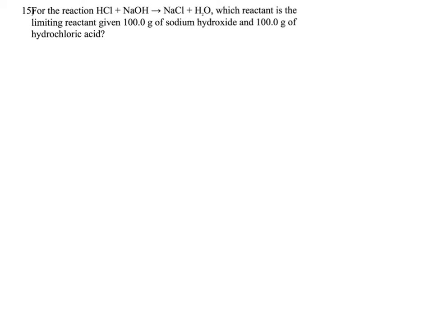Okay, number 15. For the reaction HCl plus NaOH yields NaCl plus H2O, which reaction is the limiting reactant given 100.0 grams of sodium hydroxide and 100.0 grams of hydrochloric acid? Okay, so this is a limiting reactant problem, which means you pick a reactant to be A and a reactant to be B. Because sodium hydroxide is listed first, I'm going to use that as my reactant A, which is going to be my given. So 100 grams of NaOH. And the unknown, I'm going to try and figure out how much hydrochloric acid I need to react with that.